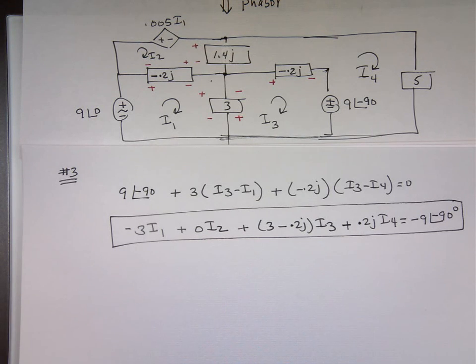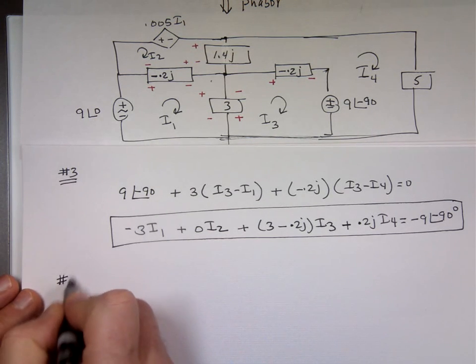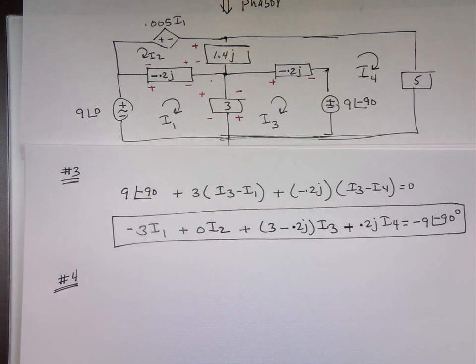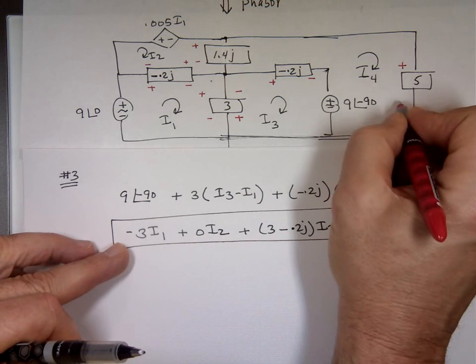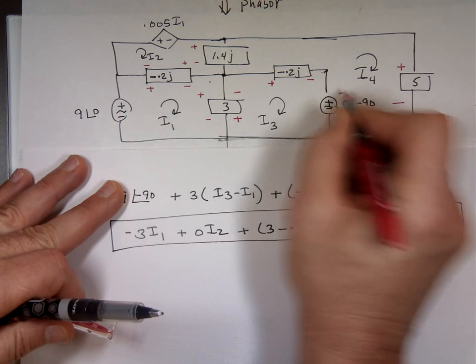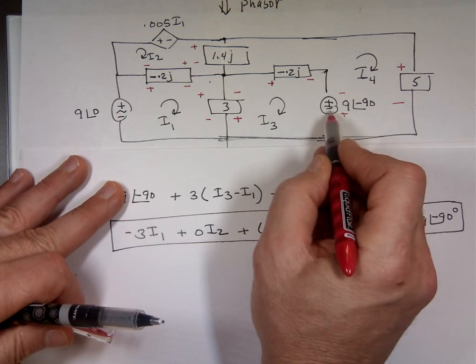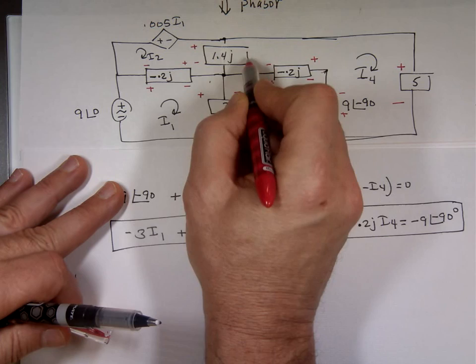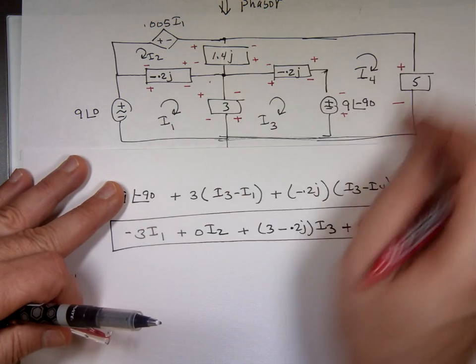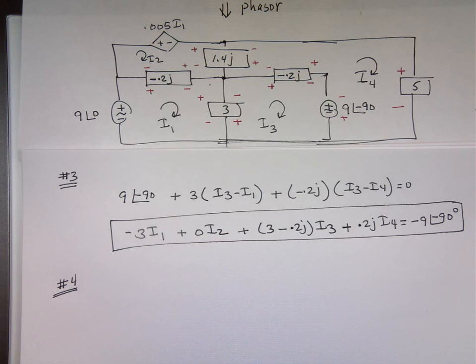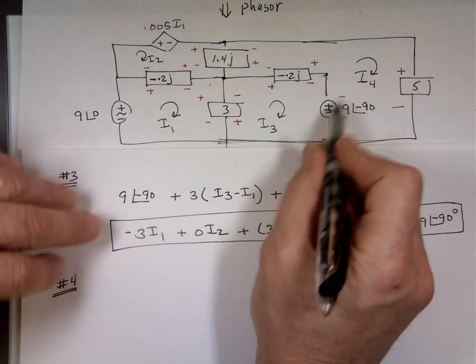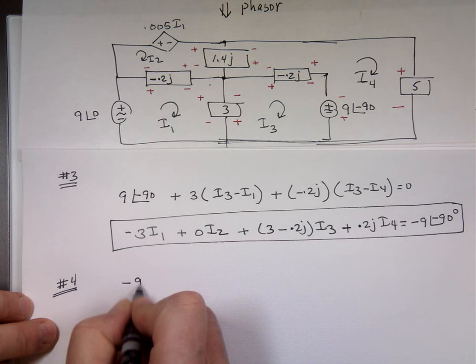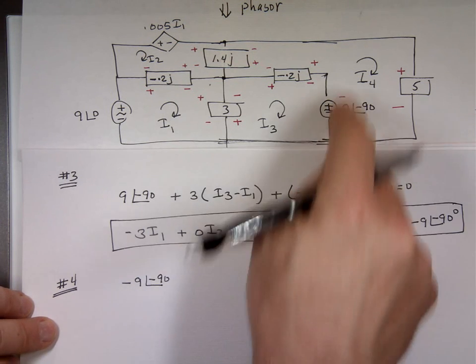Mesh number 4. This one. Notice I'm traveling clockwise, plus to minus. I'm going to mark it plus to minus. Uh-oh, this is backward. Can you see that? It's labeled plus on the top, minus. Plus to minus, plus to minus. I'm traveling this way. So I'll begin with the source. I'm entering the minus, so it's a negative 9 angle negative 90. It's backward to the way it was labeled. That's why it's a minus.